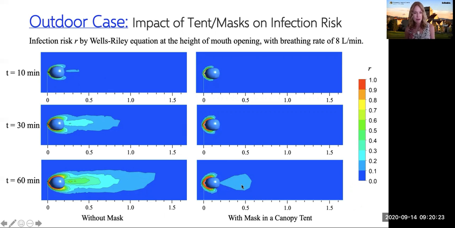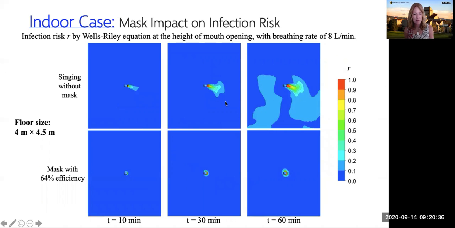But with a mask, it's also in a canopy tent, the plume behind the singer does not develop as far away from the singer. Indoors, without a mask, we see after 60 minutes that the aerosol concentration has sufficiently mixed within the room to cause the infection risk to be double what it was if you were only singing for 30 minutes. And with a mask, with 64% efficiency, the transmission area that's infectious remains very small around the source. And this again is assuming perfect fit. We cannot model that piece.